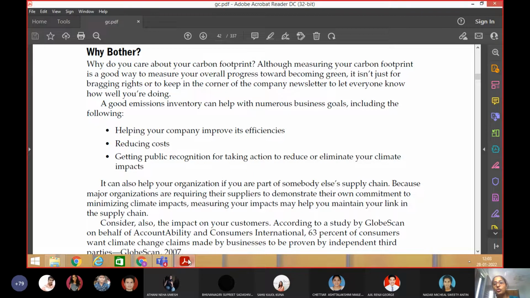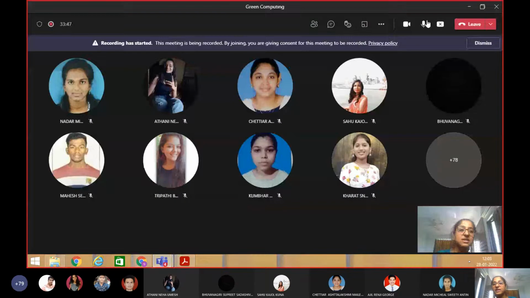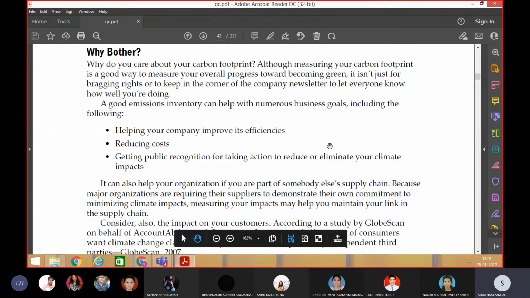Each and every word I always told you all, while studying every word के लिए meaning मालूम होना चाहिए. Okay, measuring your carbon footprint is a good way to measure your overall progress toward becoming green. Then only we will come to know last month क्या क्या यूज किया, this month कितने reduce किया, वो सब track करना ही पड़ेगा. Okay, so that is very, very important. Although measuring your carbon footprint is not just for bragging rights or to keep in the corner of the company newsletter to let everyone know how well you are doing. That is why I asked, a progress report is just not to show it to your relatives and friends, others, that you have scored 95%. It is your progress.